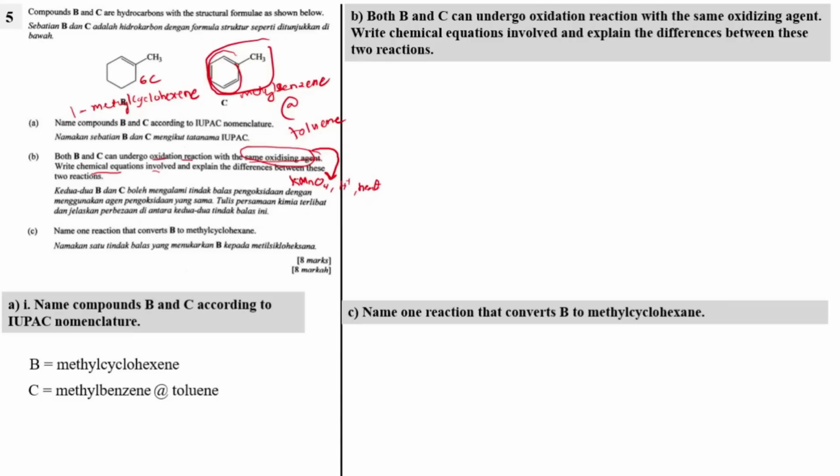Okay, so we need to write it all down and make an equation because the question asks us to write the chemical equation. So we have B here, which is our methylcyclohexene, reacting with the KMnO4, which is the oxidizing agent, at acidic condition and high temperature. So what's going to happen here is that it's going to undergo oxidative cleavage. So it's going to break the bond here. So as a ring, it's going to break apart the ring.